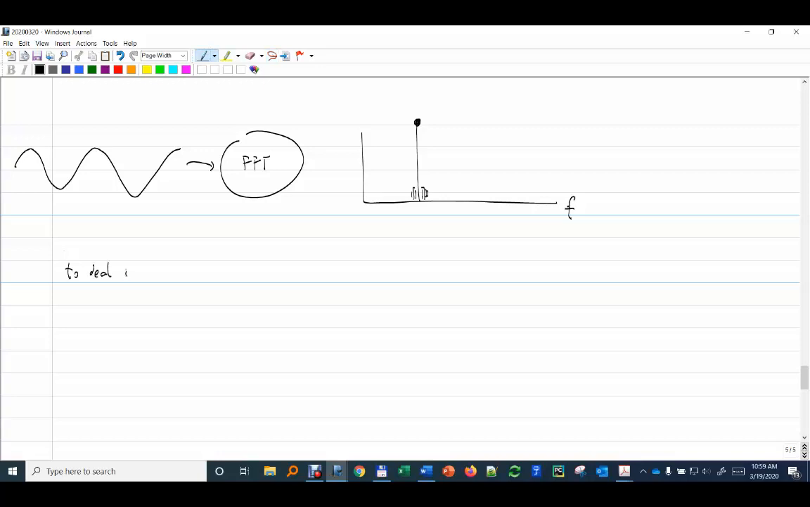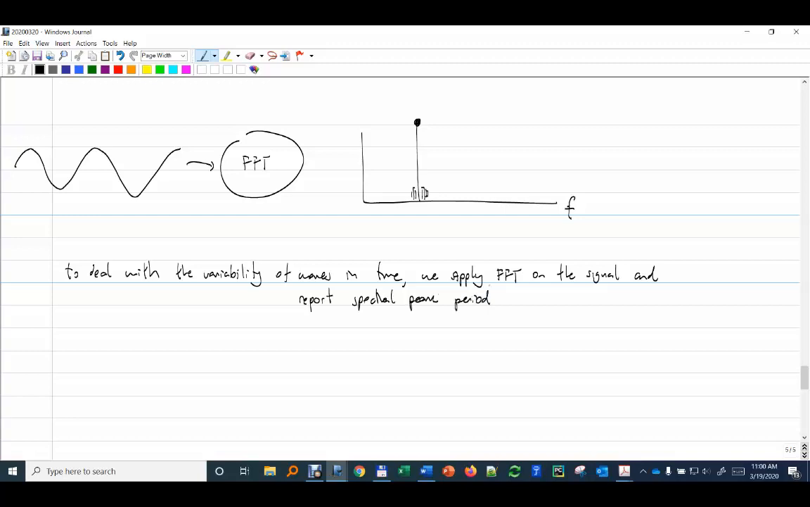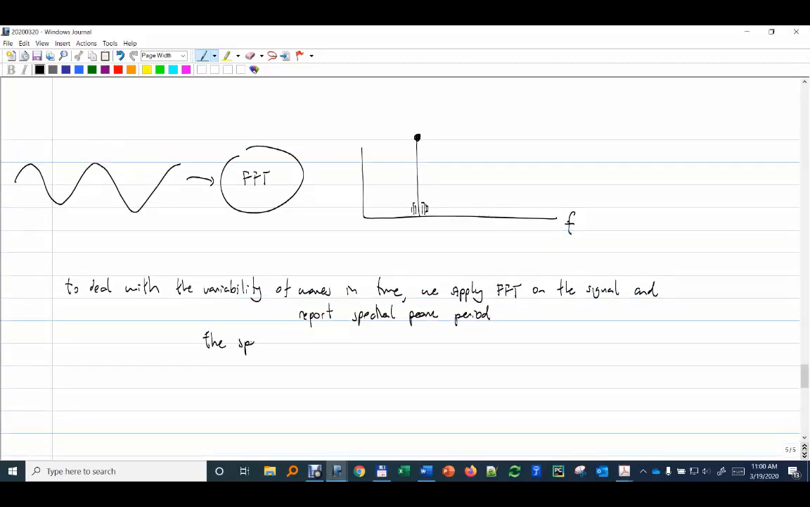So to deal with the variability of the waves in time, we apply the FFT on the signal and then report the spectral peak period. We assume that the spectral peak period does not change.